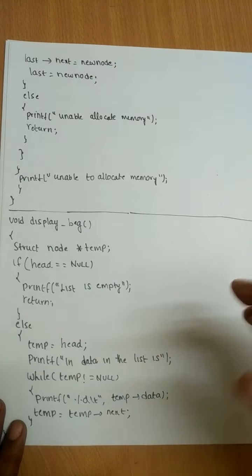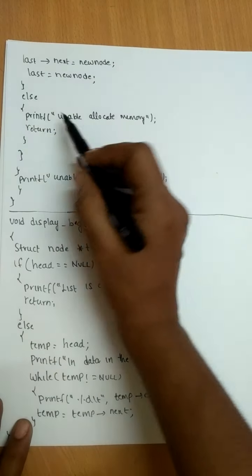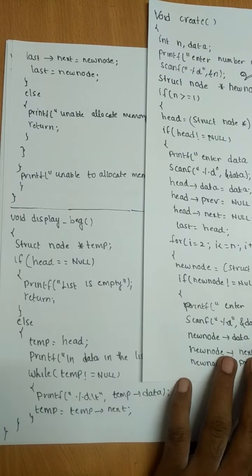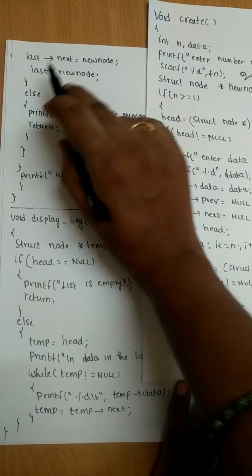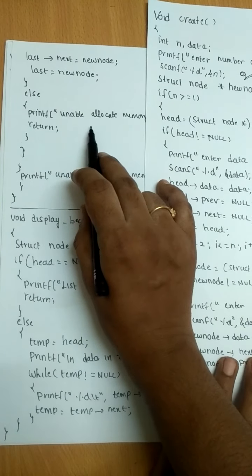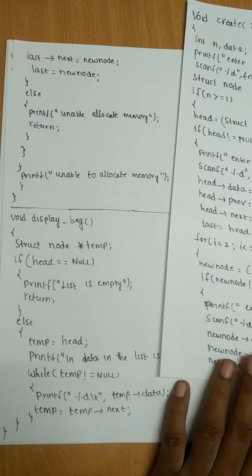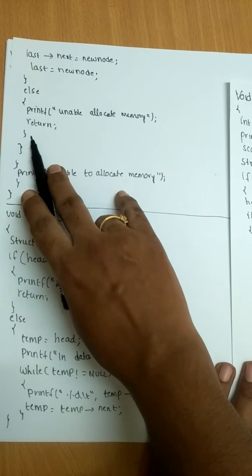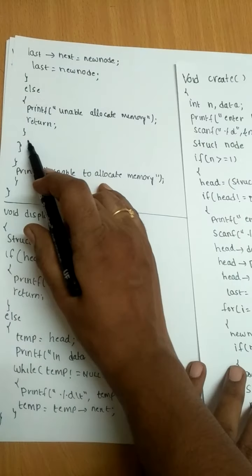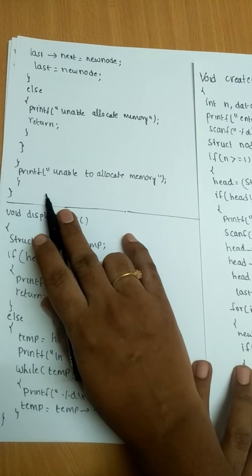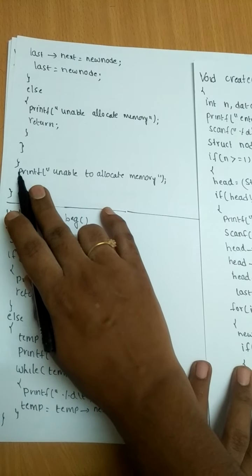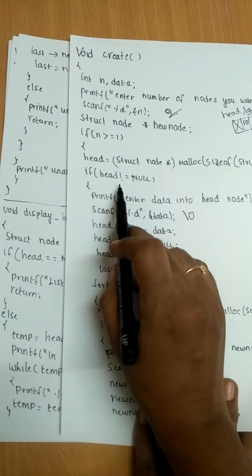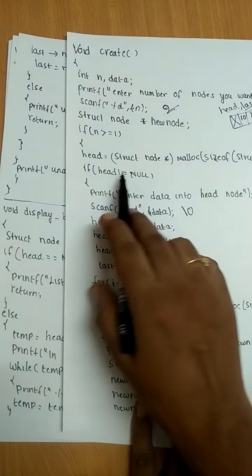With this is the else part for the if, closing brace for the if, and else for the if. If new node is null, means unable to allocate memory and return from the program. And this is the for loop closing, and this is outer if closing. What is outer if? If head is not equal to null.